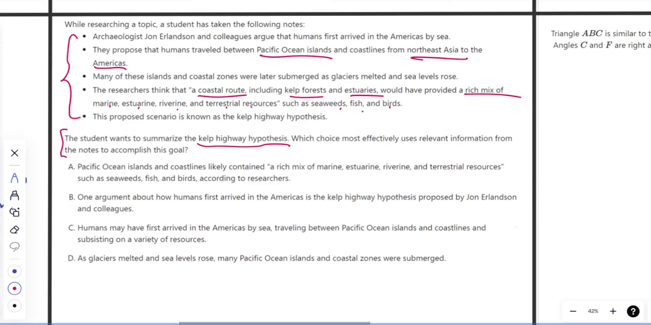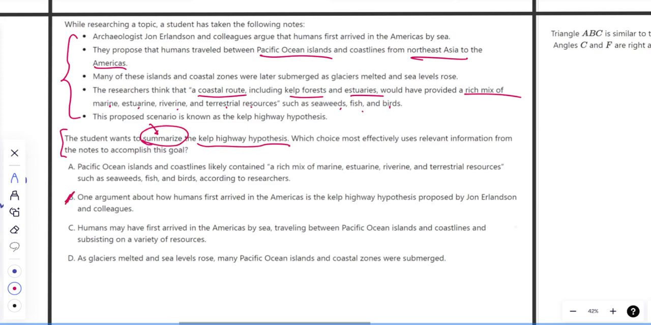All right. We want to summarize the kelp highway hypothesis. It looks like humans traveled across the sea. They had a coastal route which had a lot of resources. So let's look at something, see if anything matches there. Pacific Ocean islands and coastlines likely contain a rich mix of resources. That seems like a reasonable answer choice. One argument about humans first arrived in the Americas is the kelp highway hypothesis. Well, that mentions the keyword, but it doesn't summarize. We need to summarize the hypothesis.